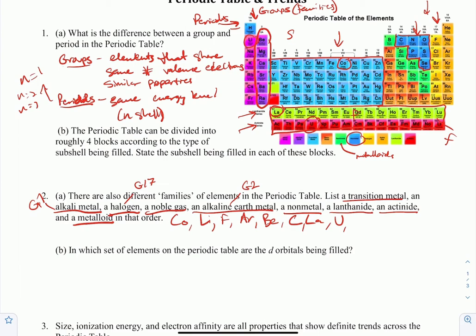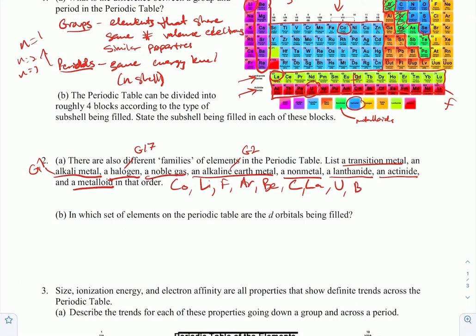Okay, the metalloids are always going to be in this staircase of green elements that you see here. It's kind of a funky area, but that's just how we designate which ones act as both metals and nonmetals. So I'm just going to put, let's say, boron. Boron.